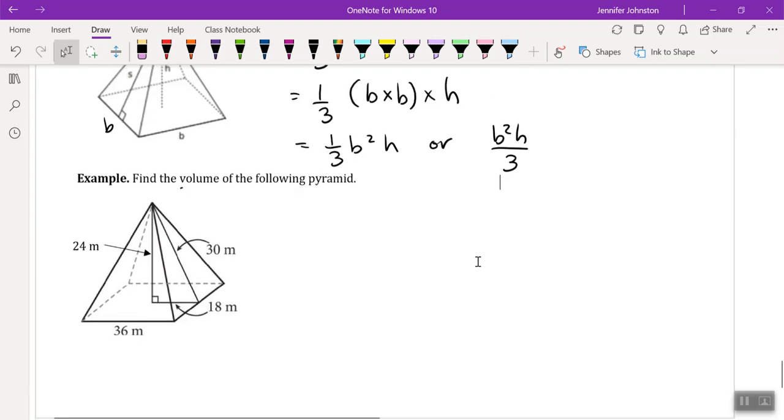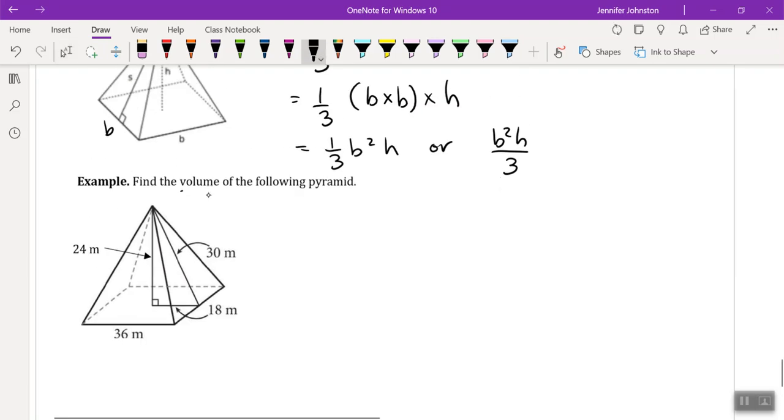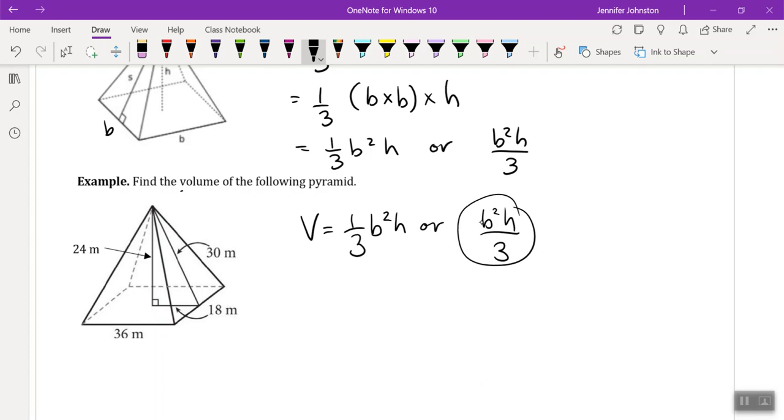All right, this is our last question. Go find the volume of the pyramid. So the volume of a pyramid is 1/3 b squared h, or we can use b squared h divided by 3. I think I like this one better. So equals, go find the base. Is the base 18? No, the base is 36, 36 by 36. So where we see a b, we're going to write 36 squared. Oh, I wrote 32.